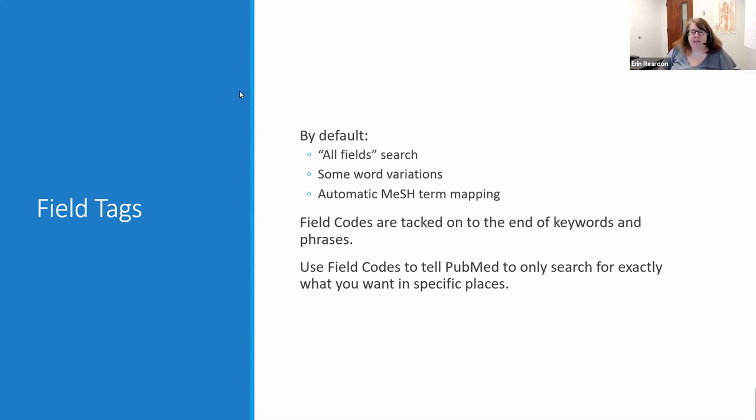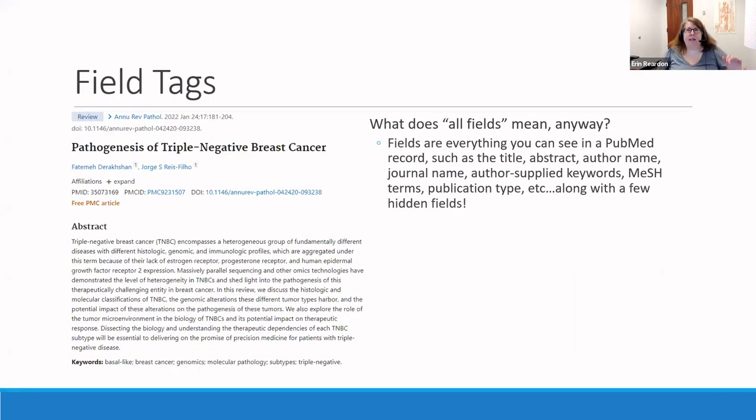So instead of looking in all of these different places, we only want PubMed to look for the word or the phrase that we entered in one place exactly, or in like kind of a category of places in the PubMed record. Let me show you what that means. So when PubMed is looking in all fields of a record, that's like anything that you can see when you pull up a PubMed record. So this is a PubMed record. You can see that it is a review article.